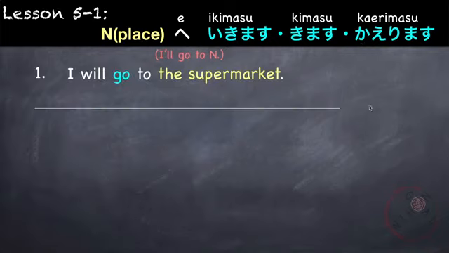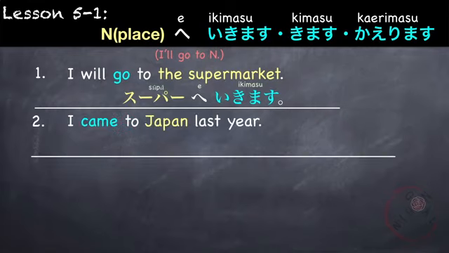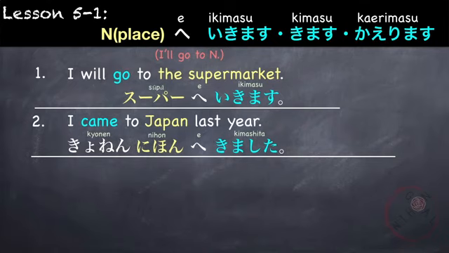For example, I will go to the supermarket. So using the pattern, let's start with the place, supermarket, super, followed by the particle e, and then the verb go, ikimasu. Super e ikimasu. Another example, I came to Japan last year. First, we will begin with the expression of time, which is last year, kyonen, followed by the place, which is Japan or Nihon, and then the particle e, and lastly the verb came, which is kimashita. Kyonen Nihon e kimashita.